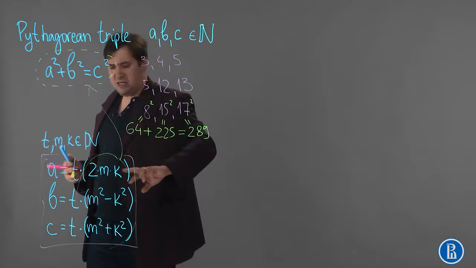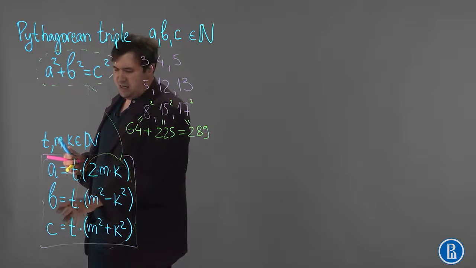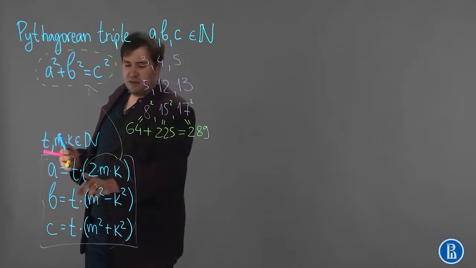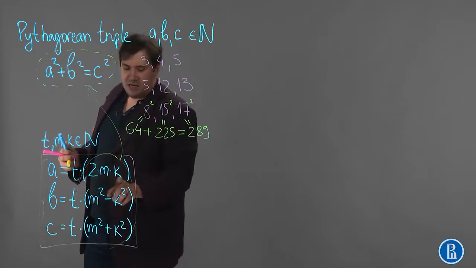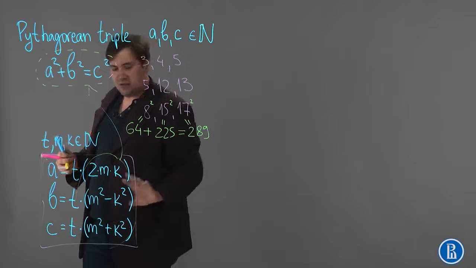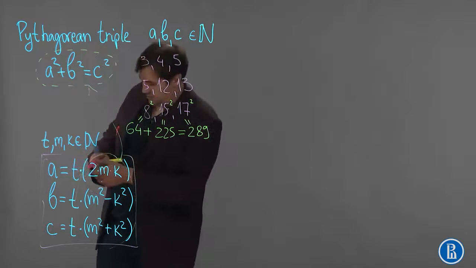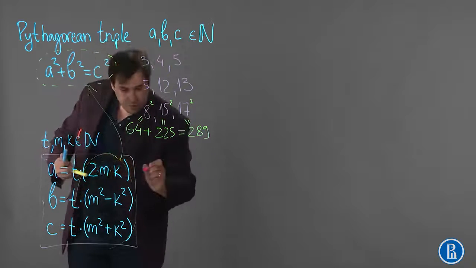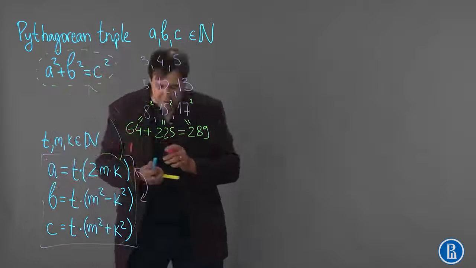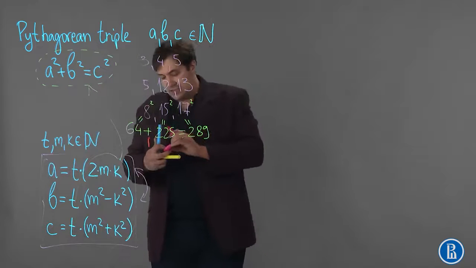If, say, b is even and a is odd, then obviously b should be equal to 2 times m times k, and a should be equal to m squared minus k squared. Okay, so these two can be swapped.